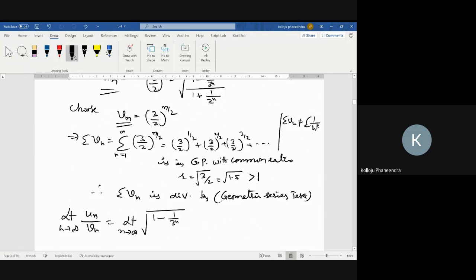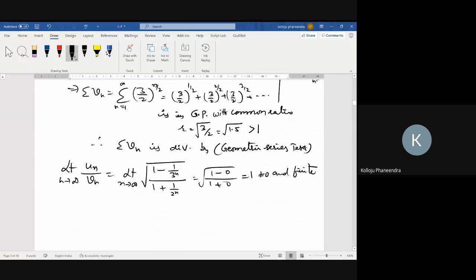minus 1 by 3 power n by 1 plus 1 by 2 power n. So obviously this is 1 minus 0 by 1 plus 0. The value is 1, not equal to 0 and finite. Therefore, since sigma vn is divergent, you have to write in the examination this statement compulsorily: using limit comparison test, sigma un also divergent. Now let me tell you one problem on convergence.